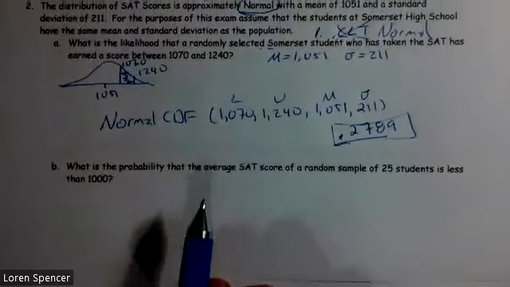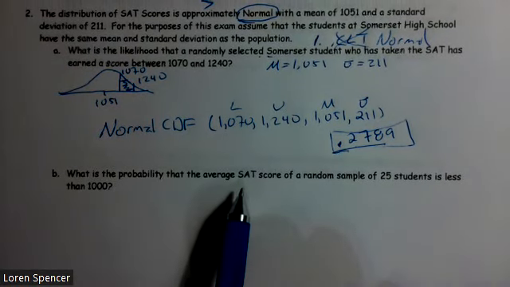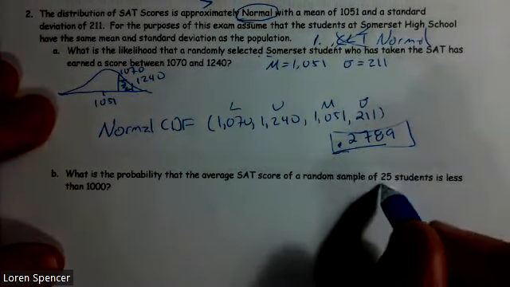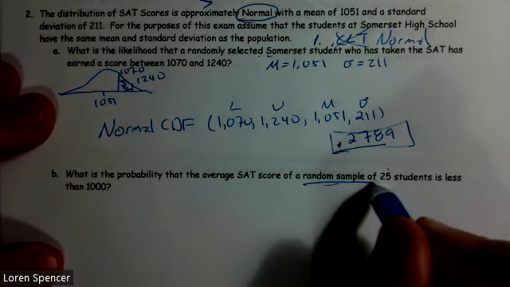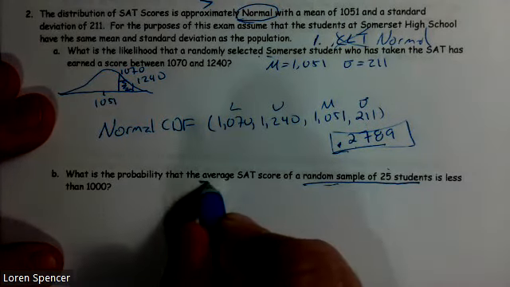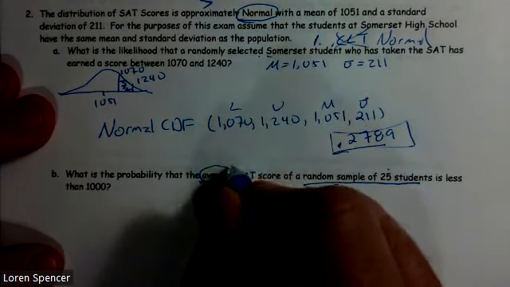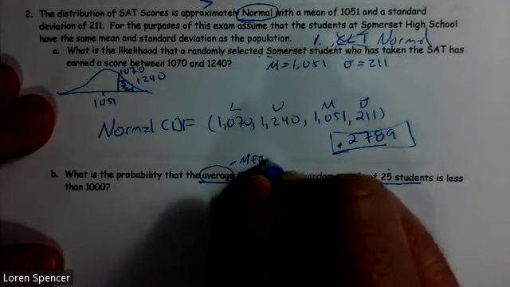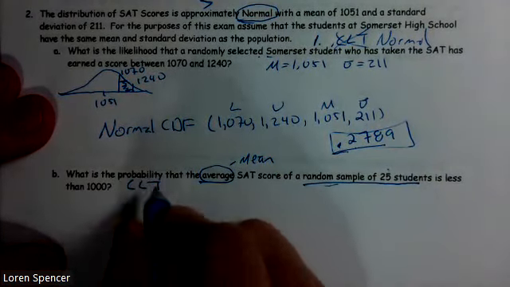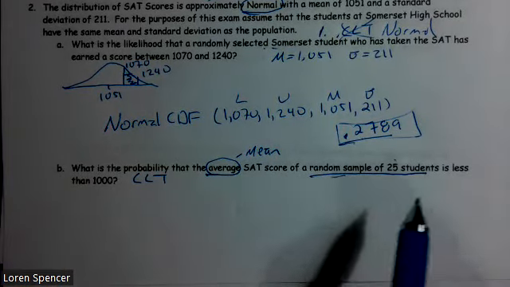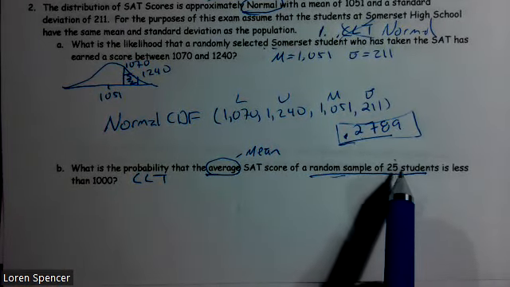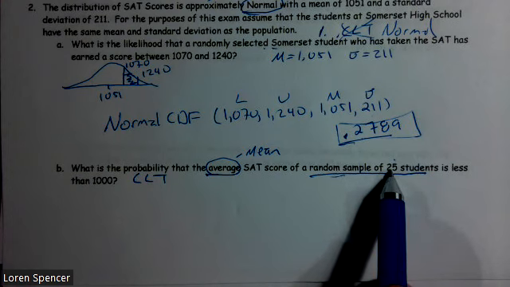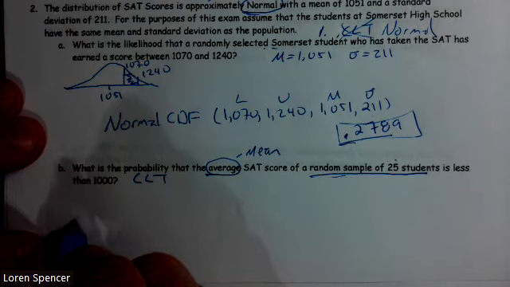So the next one, what's the probability that the average SAT score of a random sample of 25 students? All right, so now we have a random sample of 25 students, and we're talking about the average. So average is another word for means. We're talking about central limit theorem. Normally we'd have to have a sample size of 30 or more, but in this case, the underlying distribution is normal, so we're good to go with it.